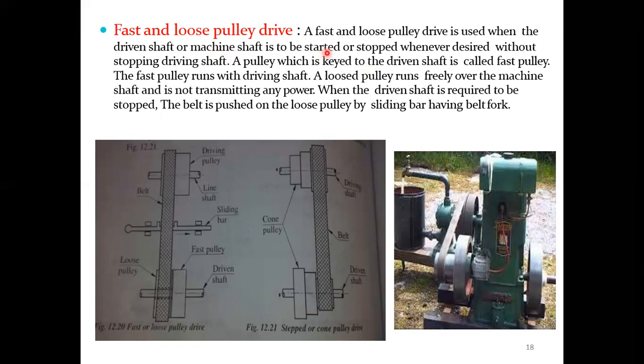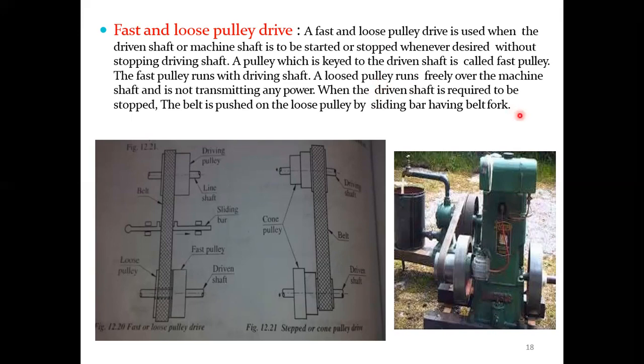A fast and loose pulley drive is used when the driving shaft or machine shaft is to be started or stopped whenever desired without stopping the driver shaft. A pulley which is keyed to the driving shaft is called a fast pulley. The fast pulley runs with the driving shaft. A loose pulley runs freely over the machine shaft. It is not transmitting any power.